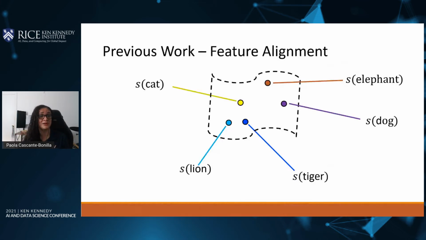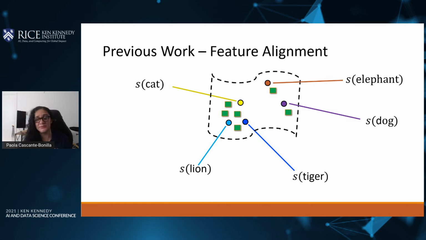And in previous work, it has been done like feature alignment. So they try to model the relationship in the image space through a transfer function that uses the text attributes to shape the seen and unseen class representations through a feature alignment of the embedding space. So let's say these points are just my images. These are my text. So you can see cat, lion, tiger usually are pretty close. Elephant and dog are more out there.